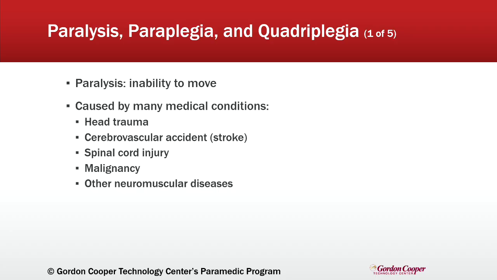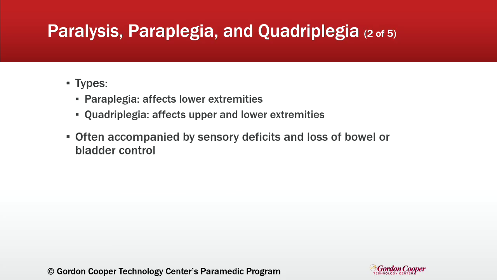Spinal cord injuries are often a cause of paralysis. And there may be some malignancies that affect the nervous system that can cause paralysis as well. There's some other neuromuscular diseases that can result in long-term paralysis. We'll talk about a few of those a little bit later.